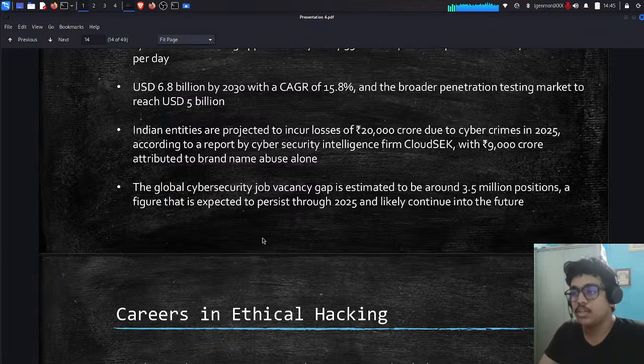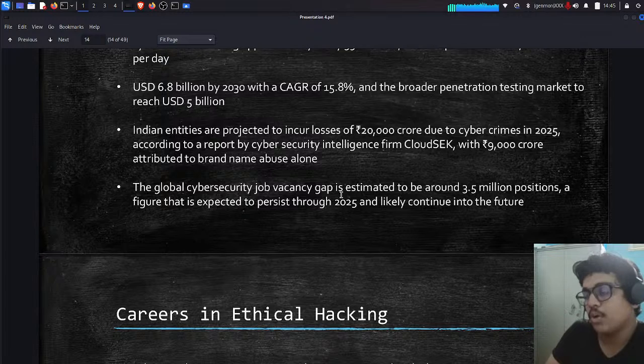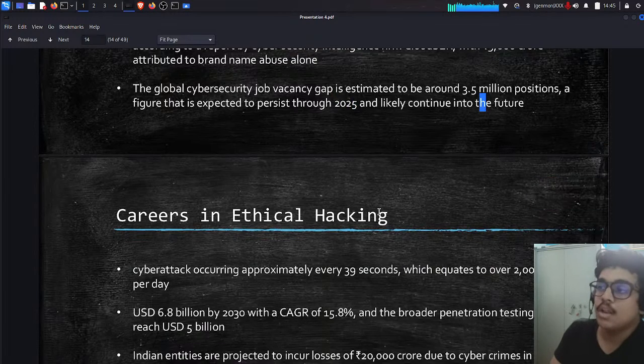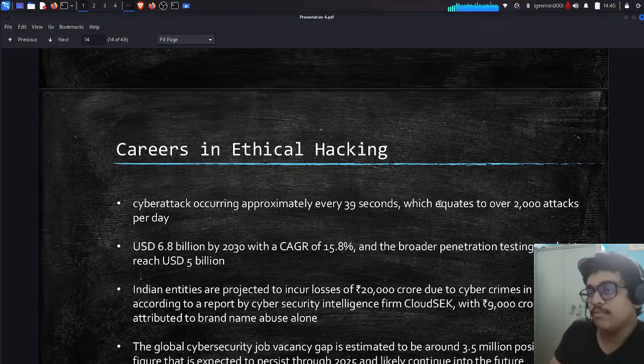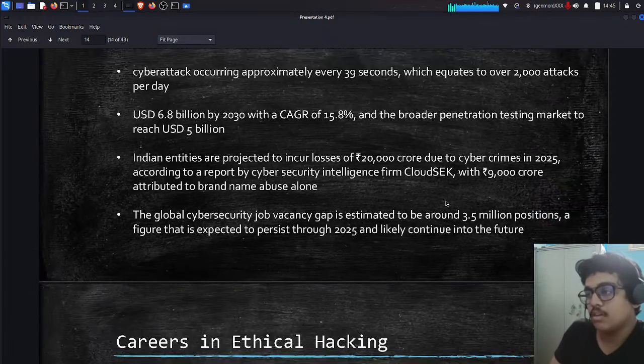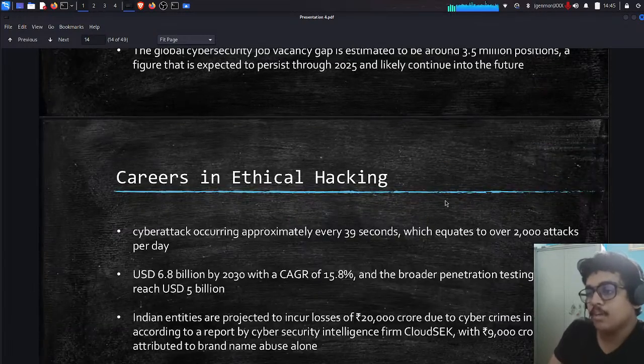The global security job vacancy gap. The global cybersecurity job vacancy gap is estimated to be around 3.5 million positions. This is global data. 3.5 million positions are still empty, and that is expected to persist through 2025 and likely to continue in the future. These positions are still open for cybersecurity individuals, but people are still not skilled enough.